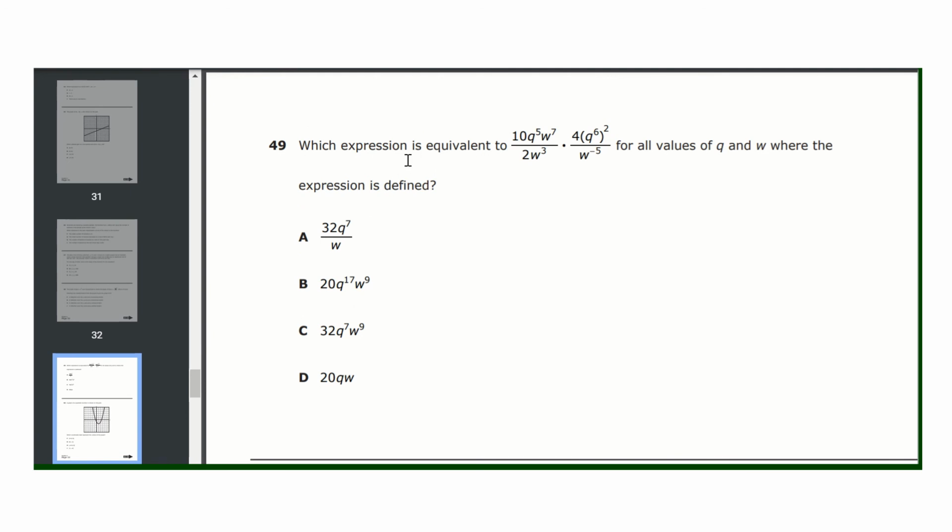49. Which expression is equivalent to 10 q to the 5th w to the 7th over 2w cubed, times 4 q to the 6th, squared, over w to the negative 5th, for all values of q and w where the expression is defined? A, 32 q to the 7th over w. B, 20 q to the 17th w to the 9th. C, 32 q to the 7th w to the 9th. Or D, 20 qw.